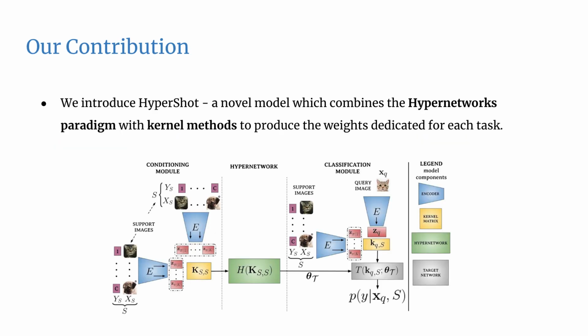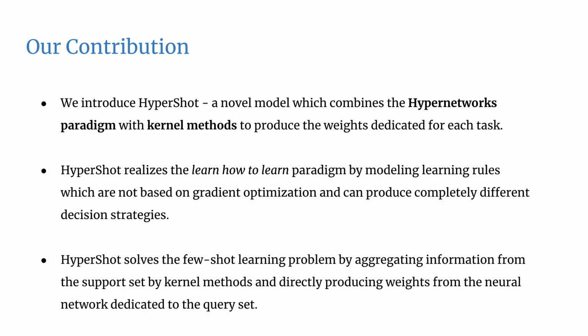Our contribution could be quickly summarized into three main points. First of all, we introduce a novel few-shot learning model. We dubbed our method HyperShot as it combines the powerful hypernetwork framework with kernel methods. Moreover, HyperShot is created in a specific way, in order to produce decision strategies which do not come directly from gradient optimization. Finally, HyperShot utilizes kernel methods that aggregate information coming from the support set and are perfect indicators for the hypernetwork to produce the specific weights for the classification target network.